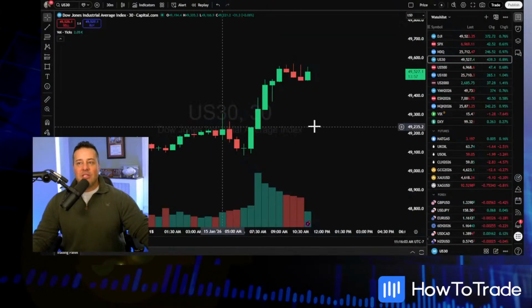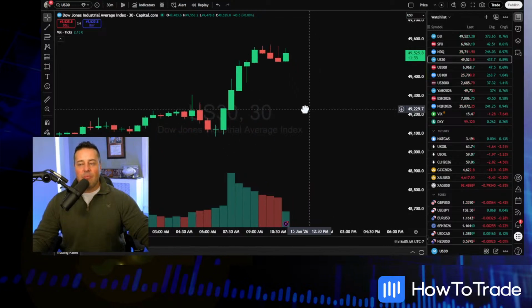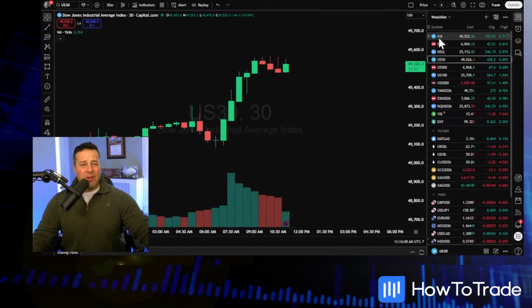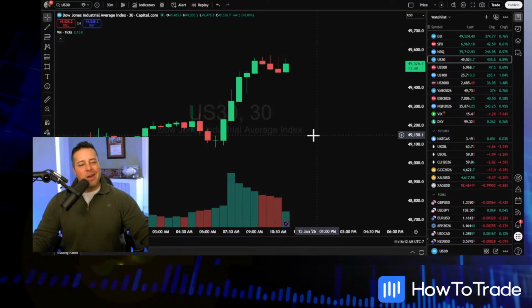So this is a good look at the US 30. This is the US 30 CFD product, and this essentially tracks your Dow Jones Industrial Average or your E-mini Dow Futures. The bottom line is it's hooked onto the Dow 30.